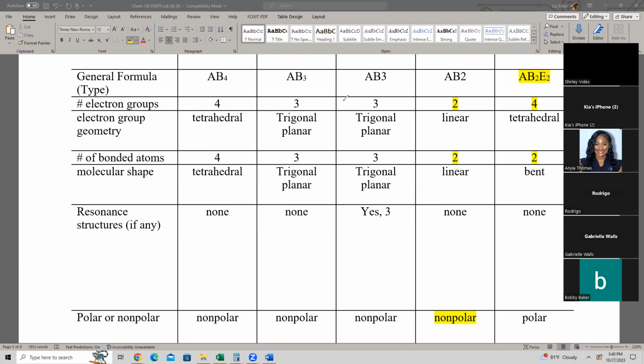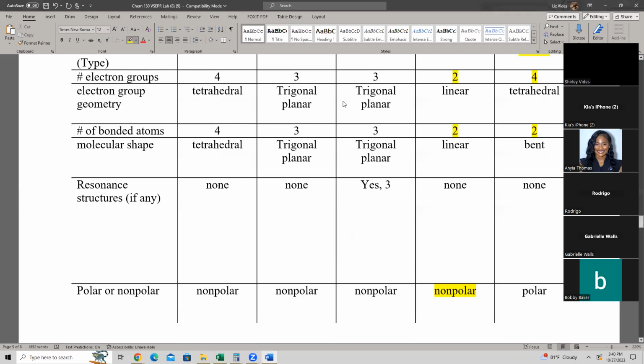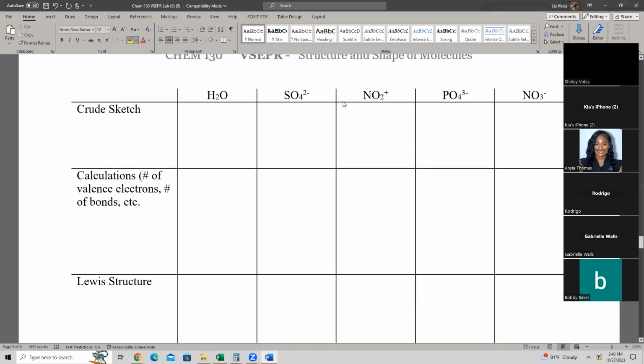Okay, so we have another page. Okay, there we go. All right, so here we go. Now, for this one, I would like you guys to kind of try to do it yourself as we're looking at it.